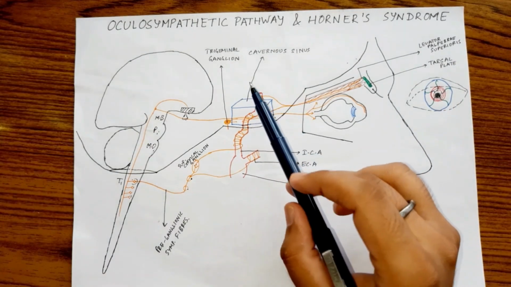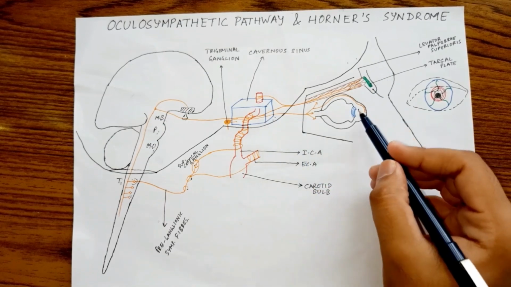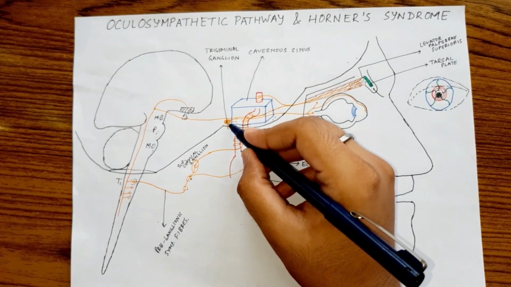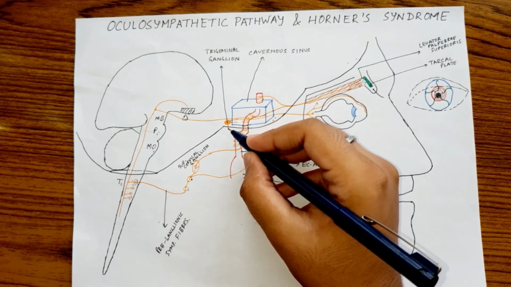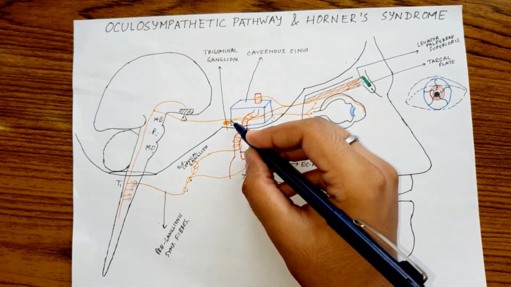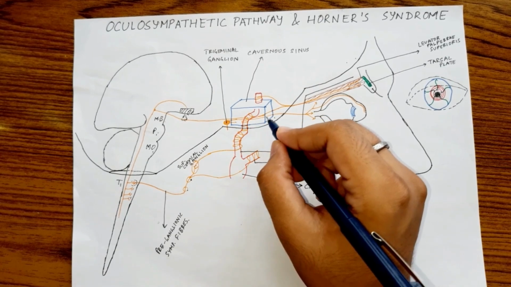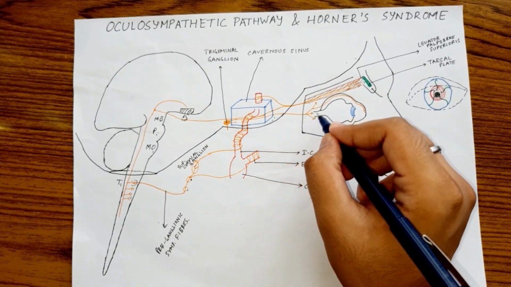Now let's talk about how the sympathetic fibers reach the dilator pupillae. So here's the trigeminal ganglion. It has three divisions: the ophthalmic division, the maxillary division and the mandibular division. The ophthalmic division then passes along the lateral wall of the cavernous sinus and then enters the orbit.